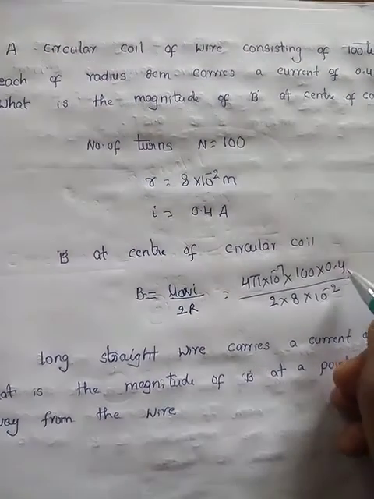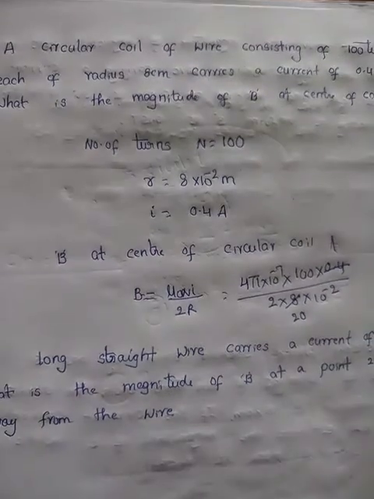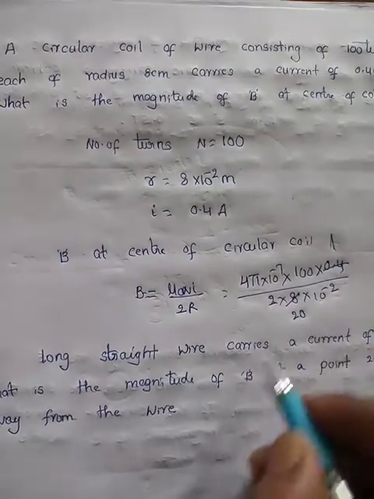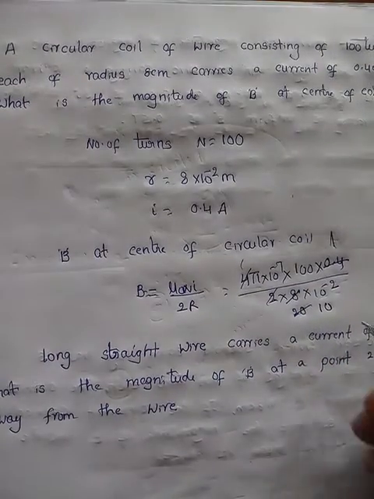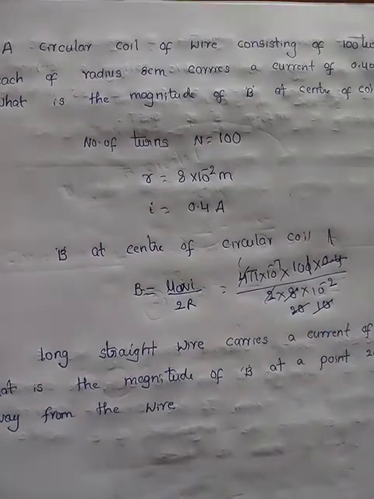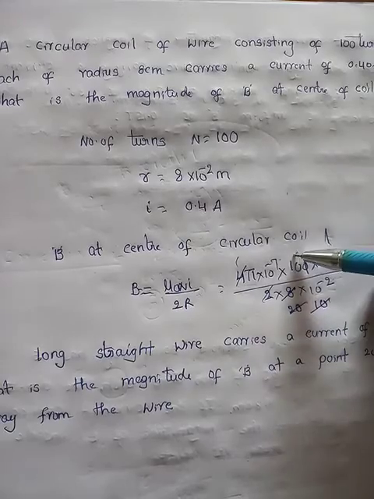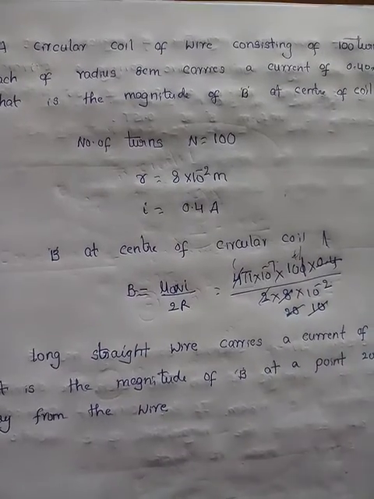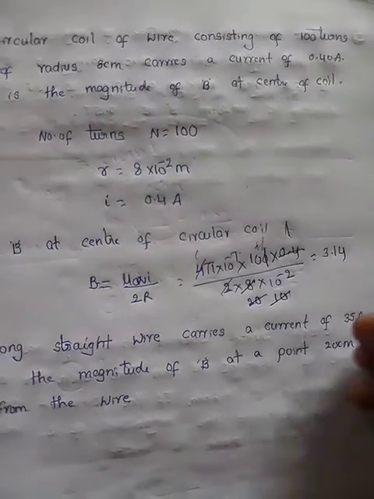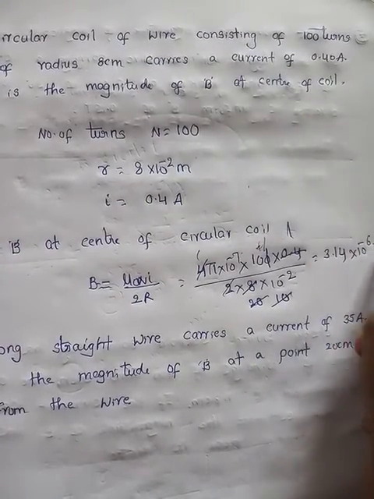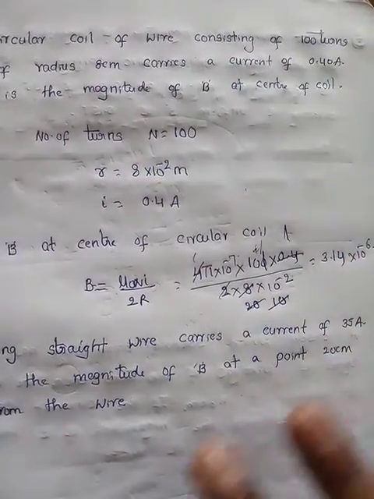So let us calculate here. 0.4 ones are 0.4, 2 into 20, 40. So 4 ones are 4, 4 tens are 40, tens cancel. What is remaining? Minus 7 plus 2 becomes minus 5, here plus 1, minus 6. So what is the value of pi? 3.14 into 10 raised to minus 6 Tesla. So magnetic field is measured in what? Tesla. Next one.